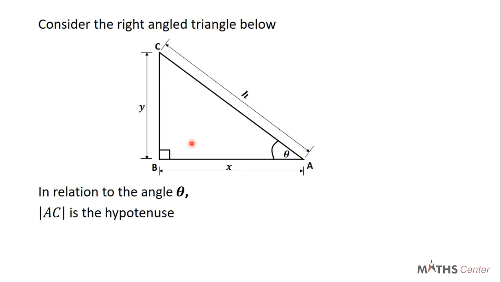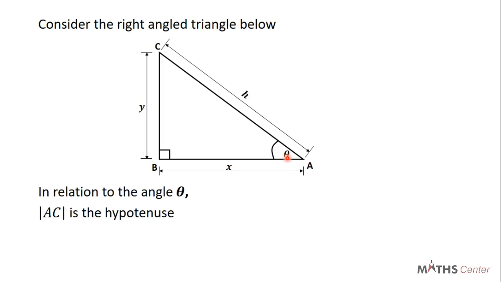Remember the point said the hypotenuse is the longest side or the side facing the right angle. This is the right angle, so the side facing the right angle, as we can see here, is the hypotenuse. So always in a right angle triangle, the hypotenuse is the longest side or the side facing the right angle. So in this right angle triangle, AC is the hypotenuse.